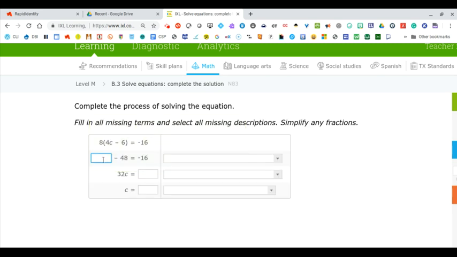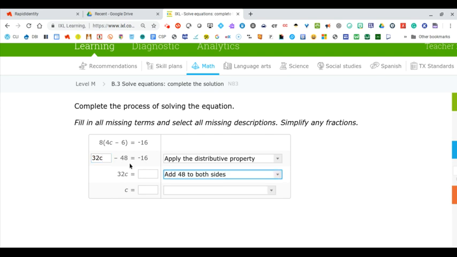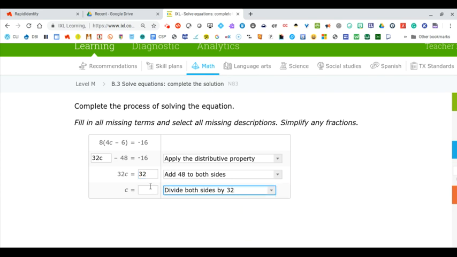Okay, for this question, you apply the distributive property because you can see from the second number. So 8 times 4 is 32c. And then here, negative 48 is gone, right? So it means add 48 on both sides. So 48 minus 16 will be 32. And so 32 divided by 32 is 1.